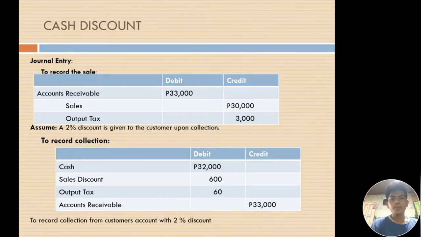Cash discount, journal entry to record the sale. Accounts receivable in debit 33,000, sales in credit 30,000 pesos, output tax 3,000. Assume a 2% discount is given to the customer upon collection. To record the collection, cash in debit 32,000 pesos, sales discount 600 pesos, output tax in debit 60, accounts receivable in credit 33,000 pesos.